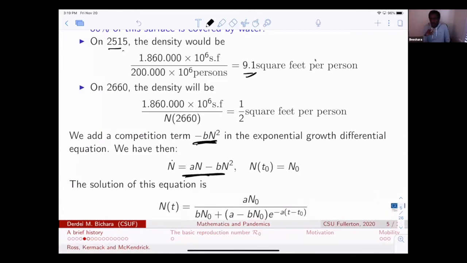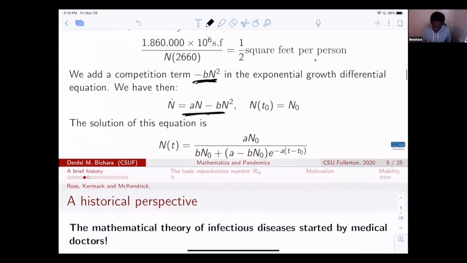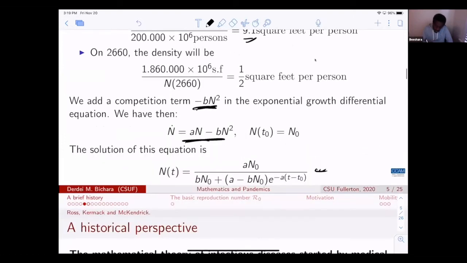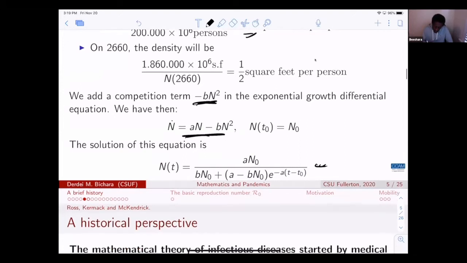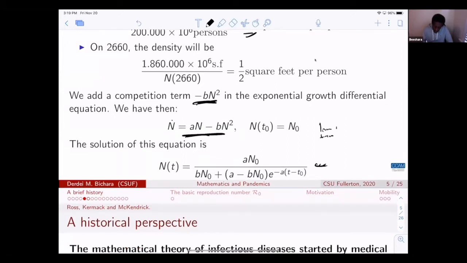So this one is a logistic model. One could solve it easily. That's Calc 2-3 level. So if we have this, what would be the limit as t goes to infinity? The limit as t goes to infinity of N(t) will be exactly a over b. Of course, this is assuming that the growth rate is positive.